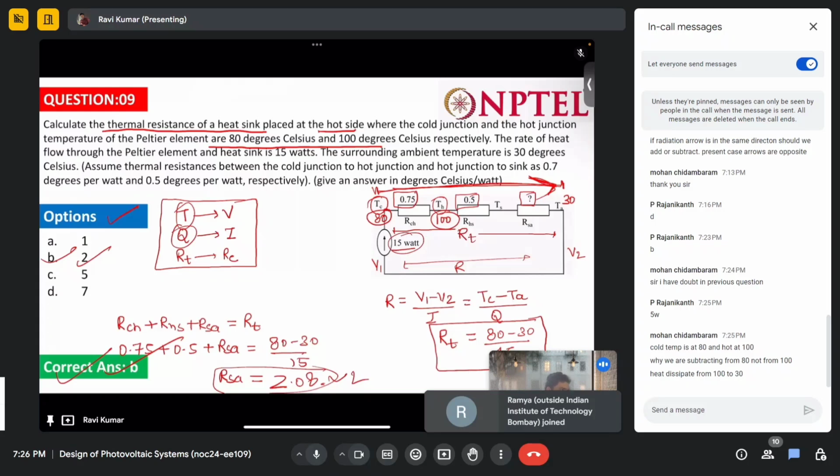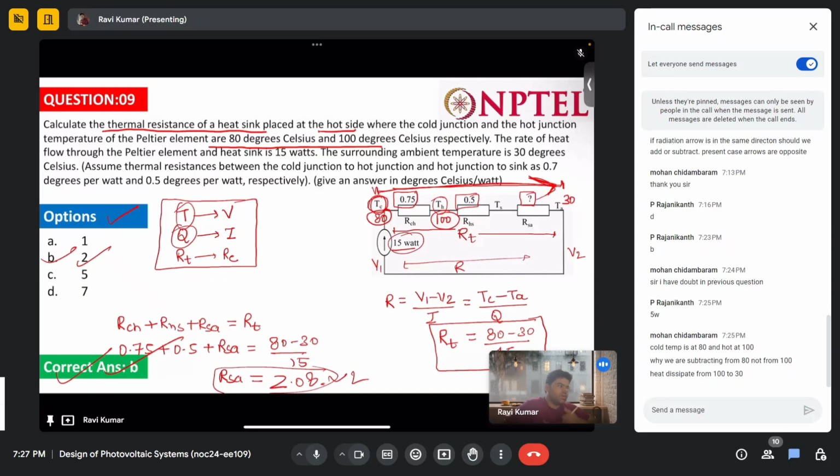Heat dissipates from 100 to 30. Yes, definitely it will flow. But see, from this configuration, just understand one thing. Heat is also coming from this cold junction because we are forcing heat to come from this cold junction. That's why it is getting colder. From 100 to 30, it will be an automatic heat dissipation.